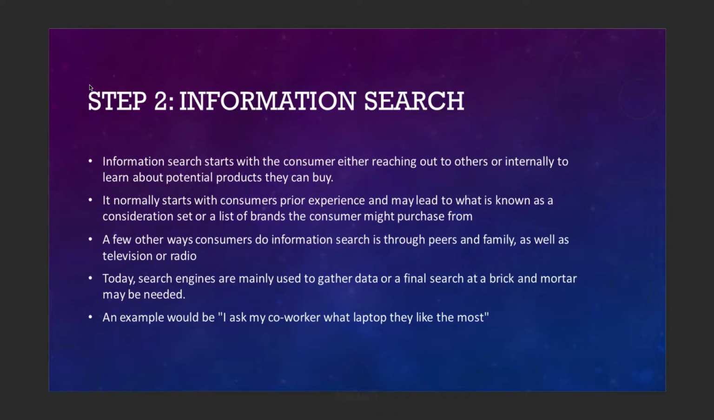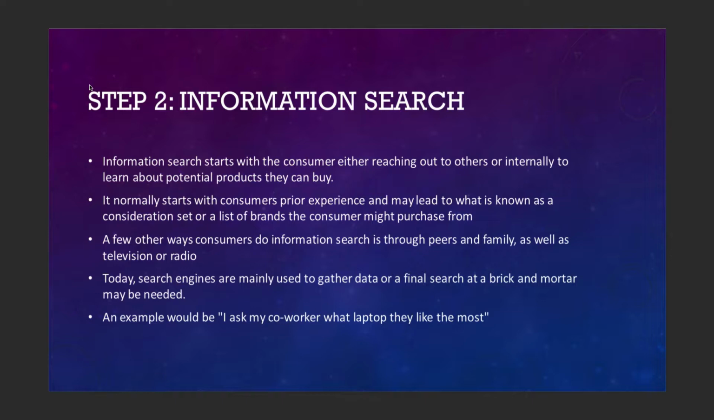Step 2. Information search. Information search starts with the consumer either reaching out to others or looking internally within themselves to learn about potential products they can buy. It normally starts with consumers' prior experience and may lead to what is known as a consideration set, or a list of brands the consumer might purchase from.